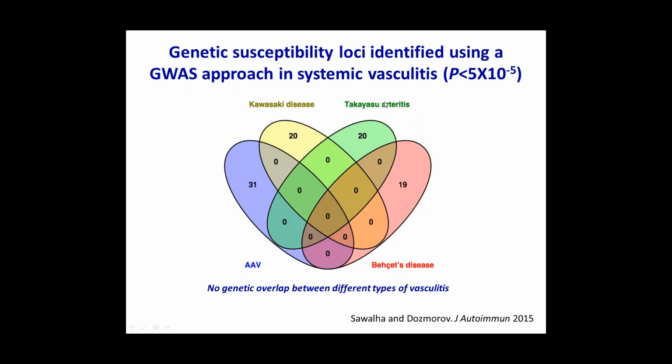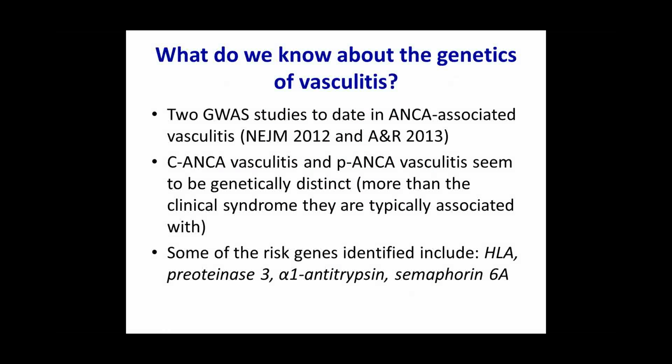Behcet's disease, for example, and genetic variants that cause Takayasu arteritis, or between Takayasu and Kawasaki or ANCA-associated vasculitis and any of these other vasculitides. So it seems that the genetic risk for systemic vasculitis is specific to the specific vasculitis subtype. What do we know so far?